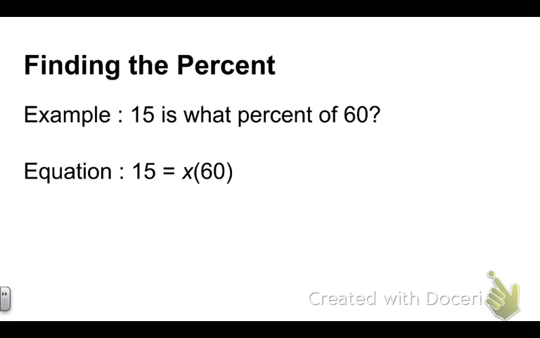All right, so 15 is, let me get my drawing tool up here. 15 is simply 15 is. Is means equals. What percent? That's our unknown. What represents our unknown? The variable x. Of, if you remember, means multiply. That's why we have this number in the parentheses. Parentheses means multiply. And 60. So we are going to translate what we see and we're going to write it.